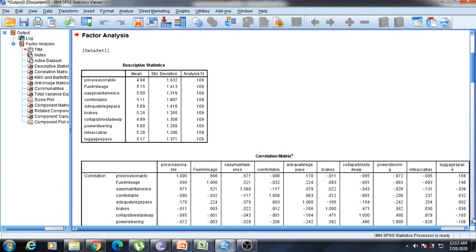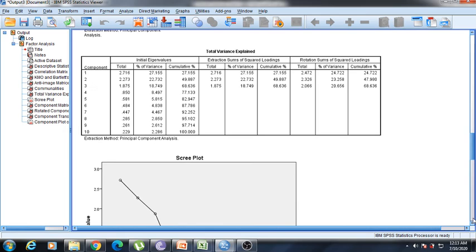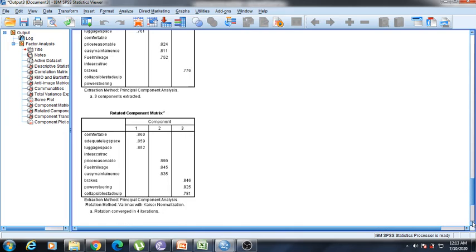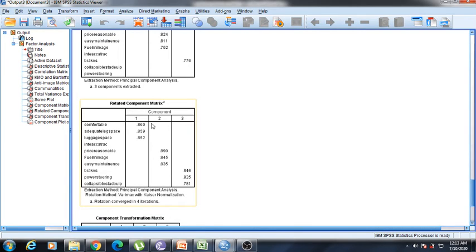All this data we have already explained. Directly we'll go to the rotated matrix. You can see here all the other data below 0.7 are eliminated. For this first factor, these are the three things: comfortable, adequate leg space, luggage space. For this second factor, the price is reasonable, fuel mileage and easy maintenance. By combining these three variables, you can consider one factor. These three variables, one factor. And then the third one, brakes, power steering and collapsible steering.